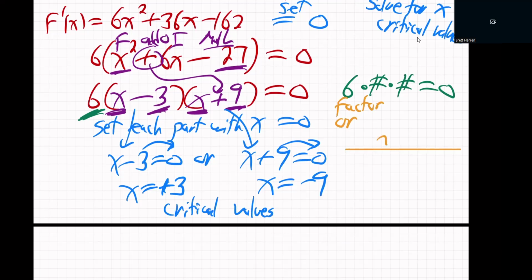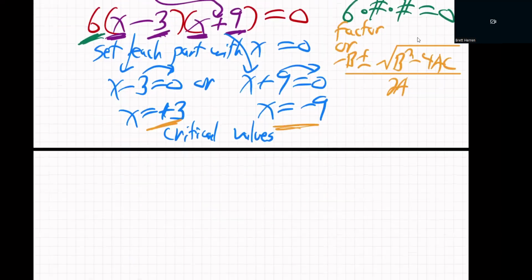Remember the quadratic formula? Negative b plus or minus the square root of b squared minus 4ac all over 2a. You could always just do the quadratic formula, and that would work as well, where this is a, this is b, and this is c. Plug them in, you'll get the same two answers. Okay, so either way, factoring or quadratic formula, you get your two answers.